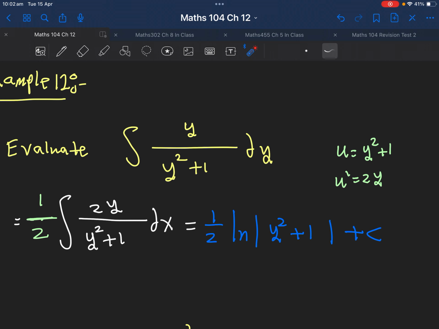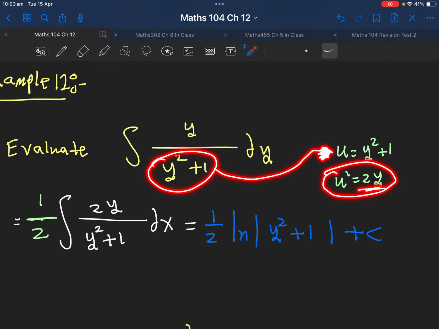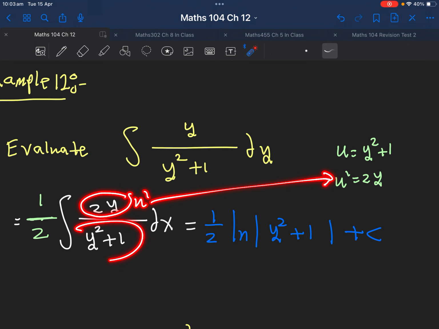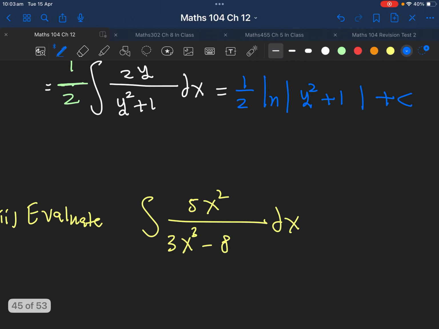Let me just repeat what I said. I look at this question, I see denominator and numerator. The denominator, I'll call it u. Why? Because I want to check if I can use the shortcut when we have a function and on top I have its derivative. What is the derivative of u? It's just 2y. So all what you need to do is to multiply by 2 and divide by 2, so they get cancelled. Now, I check that this is u prime and the denominator is just u. So the integral will be just half ln u.